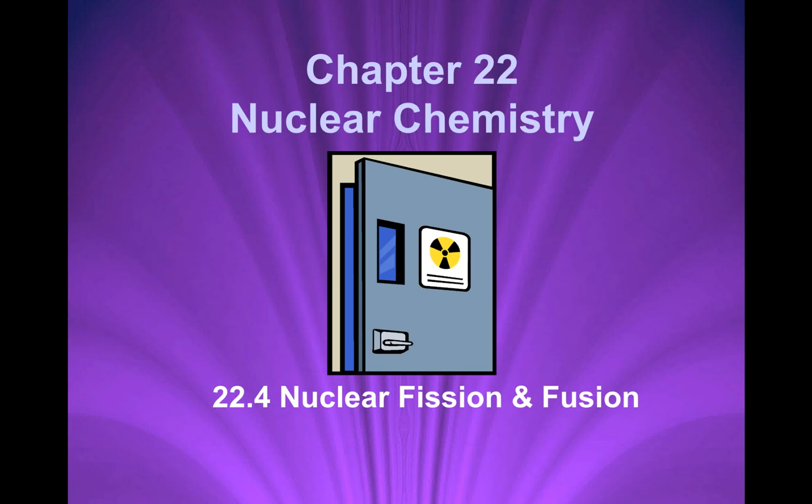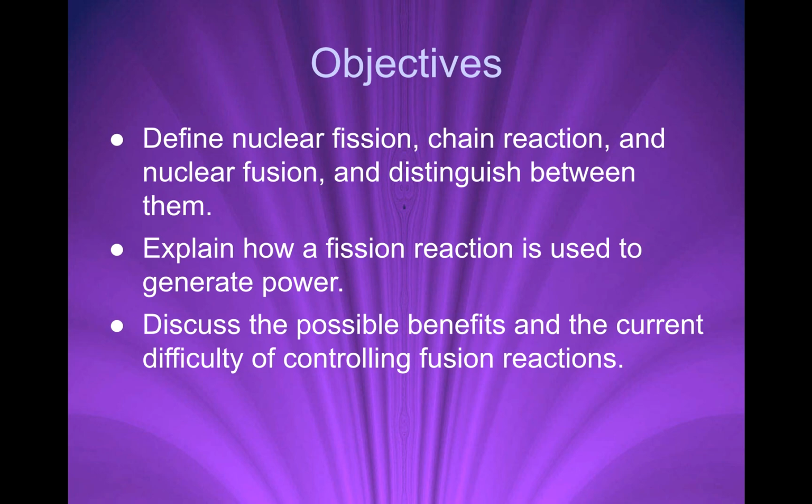Okay, let's talk about nuclear fission and fusion. The objectives are to define nuclear fission, a chain reaction, and nuclear fusion, and distinguish between them, explain how a fission reaction is used to generate power, and discuss the possible benefits and current difficulty of controlling fusion reactions.